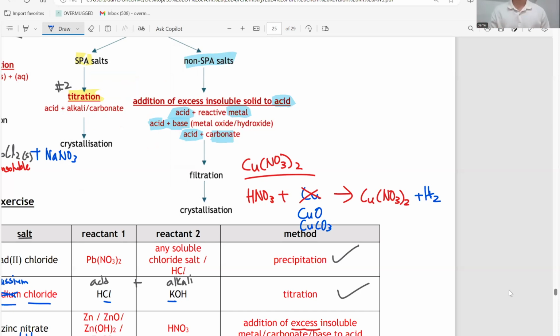So if this is an MCQ question and they say, I'm going to react to form copper carbonate, select the other reactant. What do you think they will write as option A?